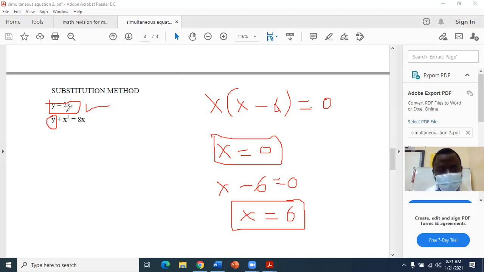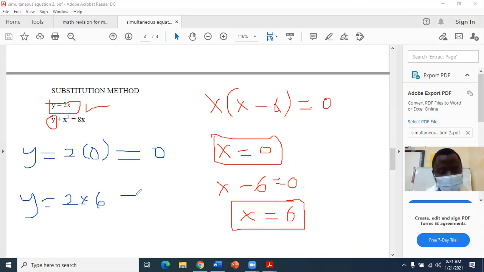So I'll take 0 to this equation. y is equal to 2x, and my x is 0. So I'll multiply that by 0. I've changed x to 0. So my y is equal to 0. That's the first y. As for the second y, I will change my x to 6 because x is 6. So I have 2 multiplied by 6, which is equal to 12. And that's what you are looking for.